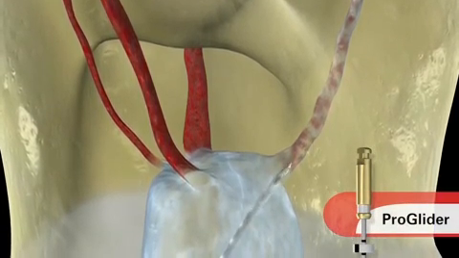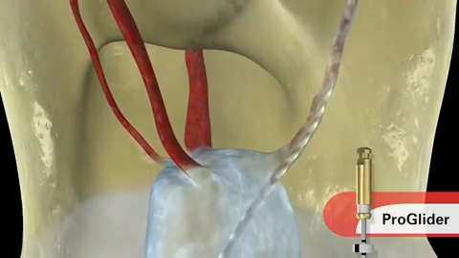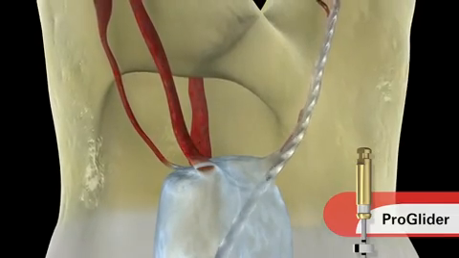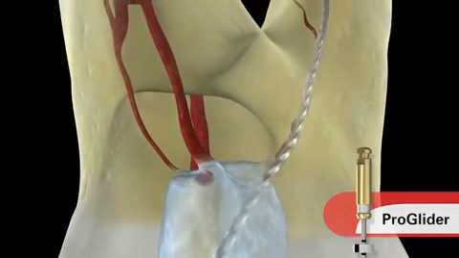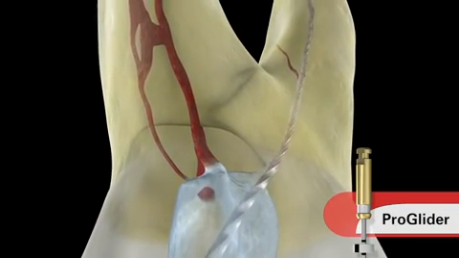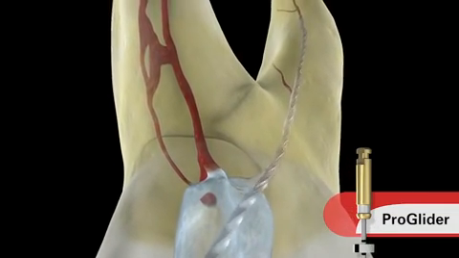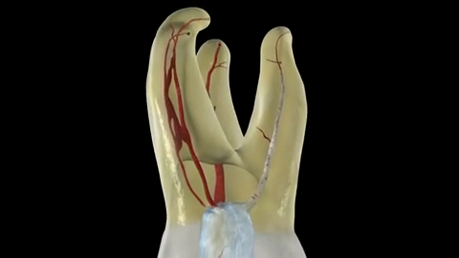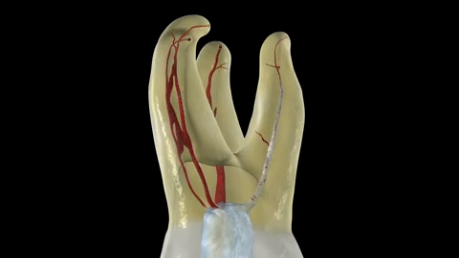Irrigate with sodium hypochlorite, remove all your viscous chelator. Never spin a file at 300 RPMs in a canal loaded with viscous chelator. The ProGlider is allowed to float, follow, and run into the canal. Literally, 2, 3, 4 seconds, you will reach the level where the tin file was, and you've expanded the shape considerably at this moment of treatment.